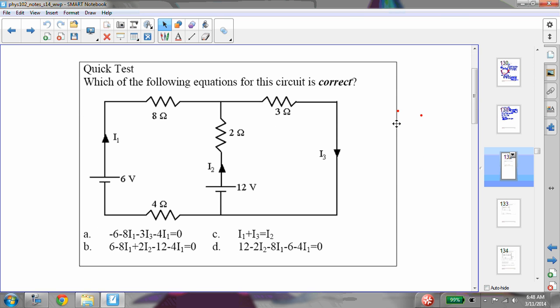Here's just a quick test. You'll see some others like this in the concept test, which we'll take on the online quiz. Which of the following equations for this circuit is correct? So for each of these, you'll need to pick the first component. For example, right here, it starts at -6. That means I'm going to be going in this direction. And then you follow throughout the circuit and ask yourself, is this correct? Do I have all the correct signs and all the correct elements? So I'll leave that for you to try on your own.